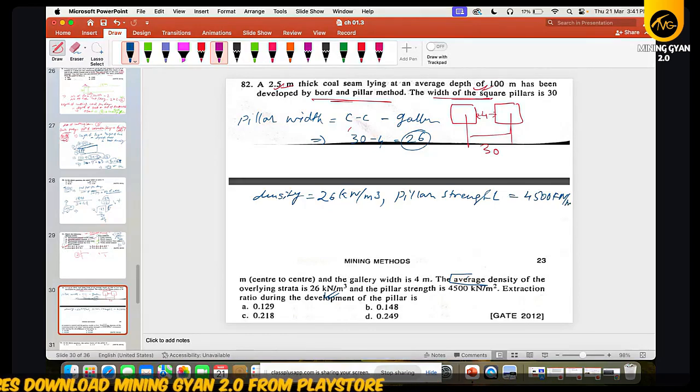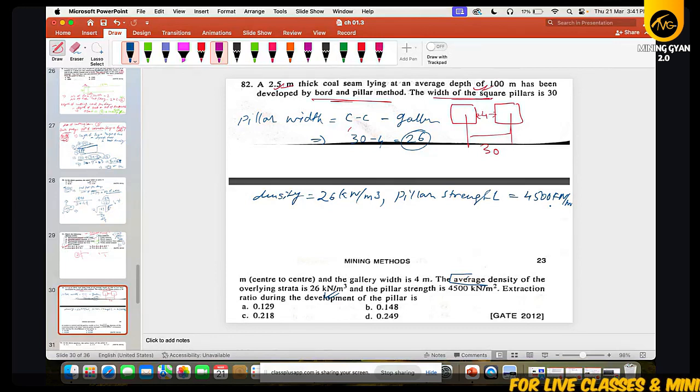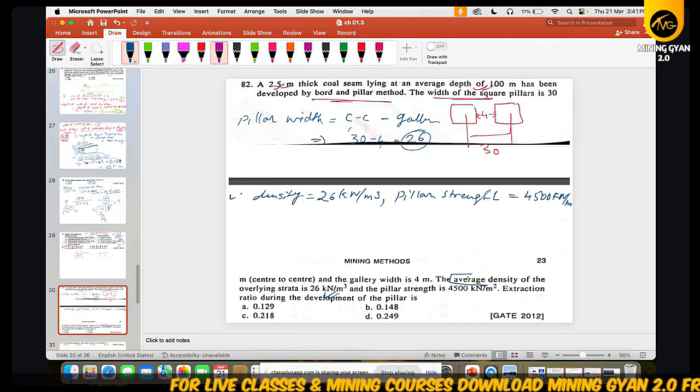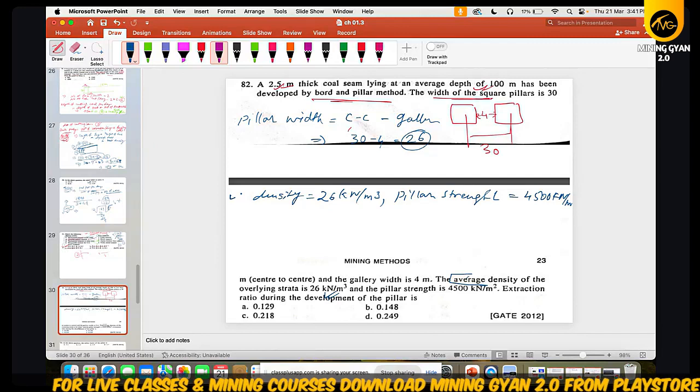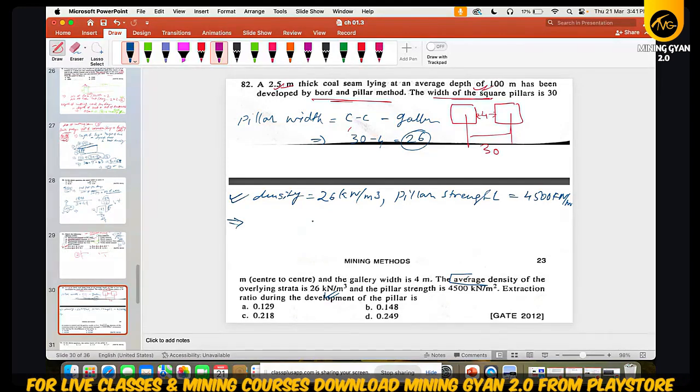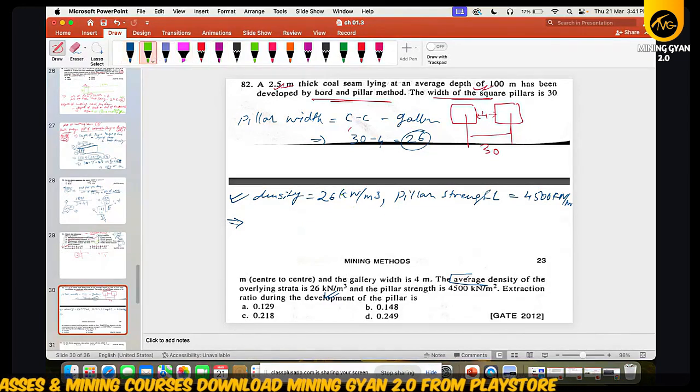So whenever you read a question, if you know the formula properly, you will know while reading that this formula can be applied and this one cannot. When you see strength, you will remember the extraction ratio. That is why I am saying to revise properly. I am not going so fast that you don't get time. I am giving you time, and I try to revise daily.